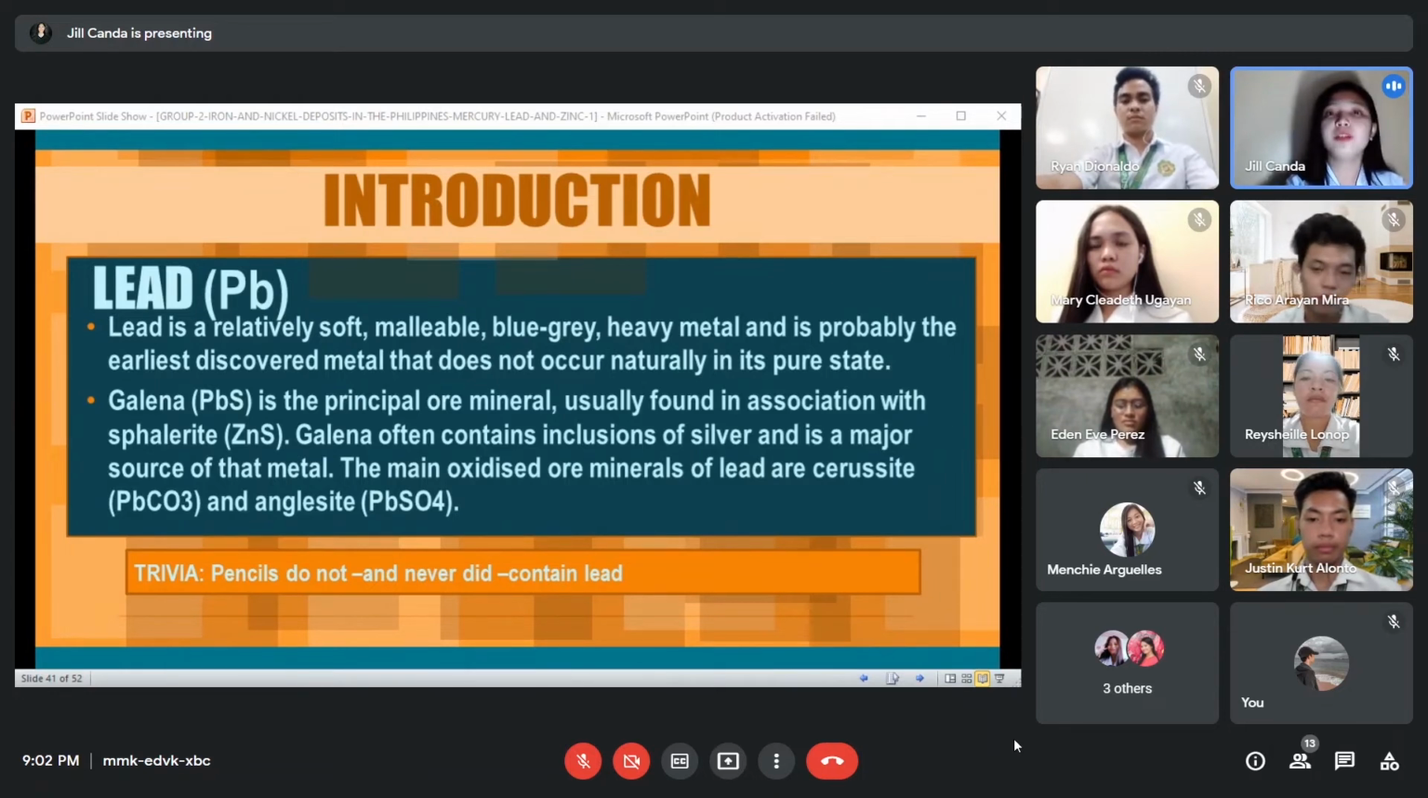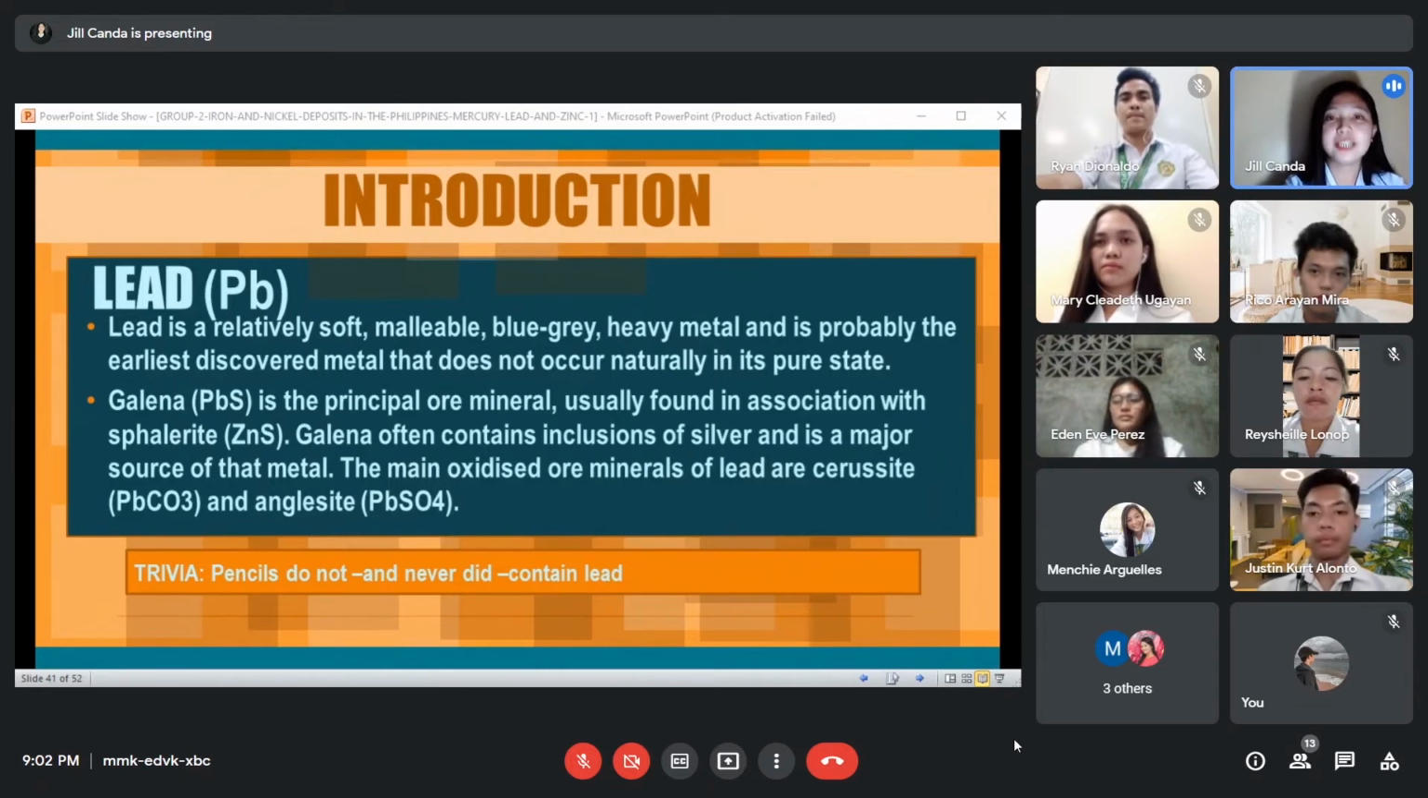It can also be drawn into a wire, so it is considerably ductile and is probably the earliest discovered metal that does not occur naturally in its pure state. It's found in ores with other metals like galena, which is often found in association with sphalerite. So that's it.